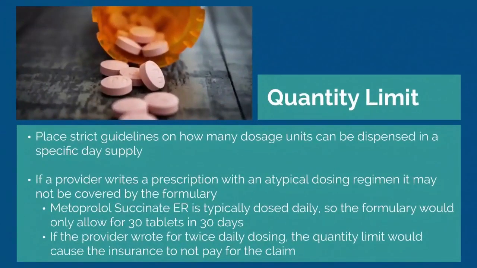First, we see quantity limits. These place strict guidelines on how many dosage units can be dispensed in a specific day supply. So if a provider writes a prescription with an atypical dosing regimen, it may not be covered by the formulary. An example of this is metoprolol succinate ER is typically dosed every day or daily, so the formulary would only allow for 30 tablets in 30 days. If the provider wrote for twice daily dosing, the quantity limit would cause the insurance to not pay for the claim because they only allow 1 tablet per day.